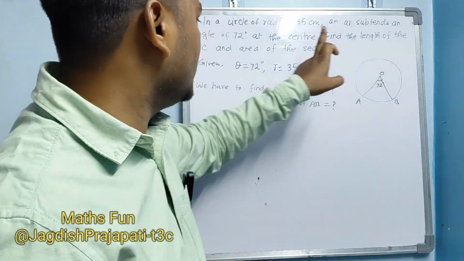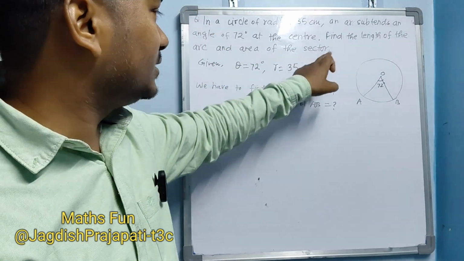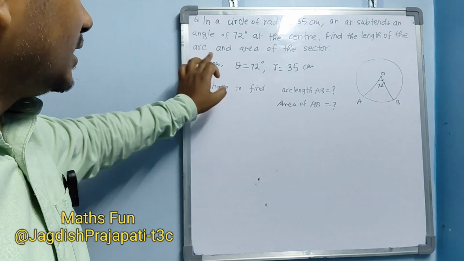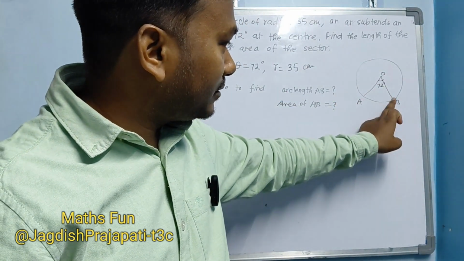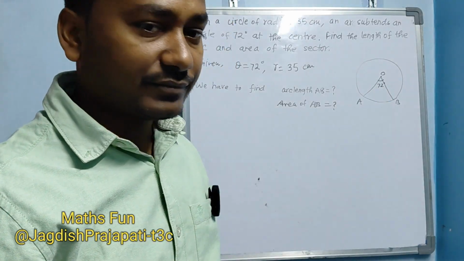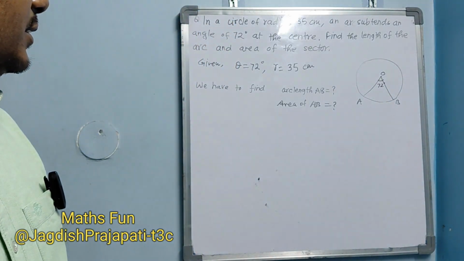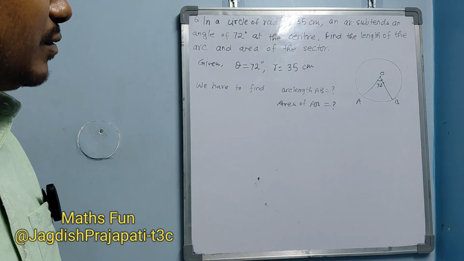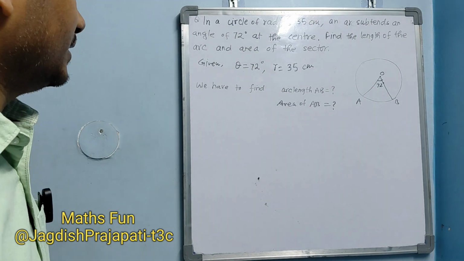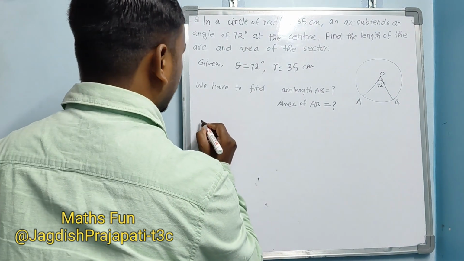Find the length of the arc and the area of the sector. So the length of the arc will be this much only, and the area of the sector will be this complete part. I think everything is given here. We have to use the formula only and simplify it.